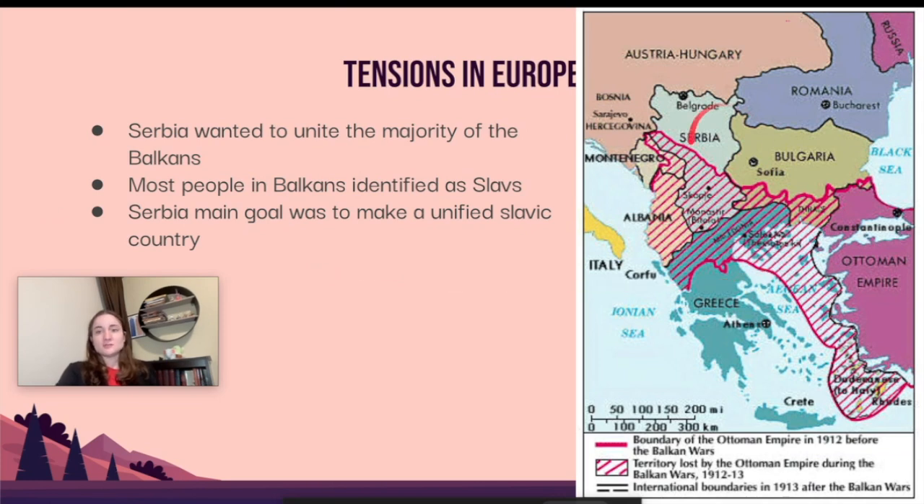So Serbia, which is this country right here, wants to unite the majority of the Balkan countries together. Another important thing about the Balkans is most of the people living in the Balkans identify as Slavs or Slavic people. So Serbia's main goal is to make a unified Slavic country.